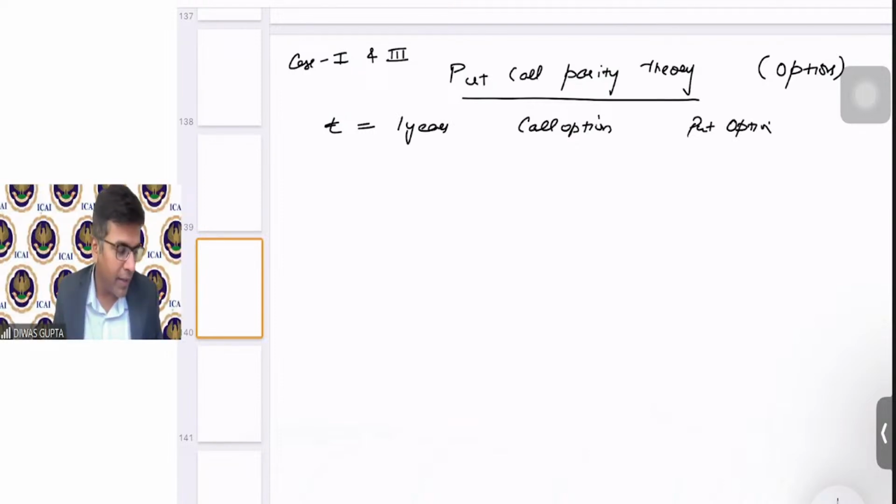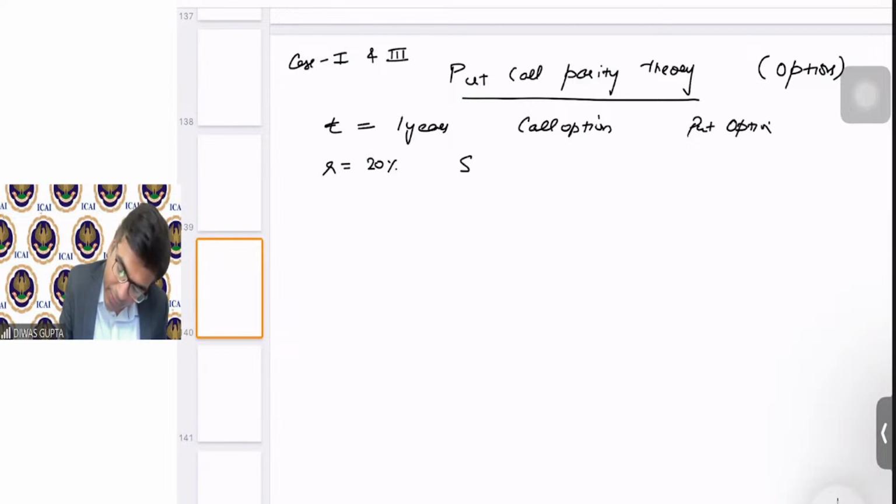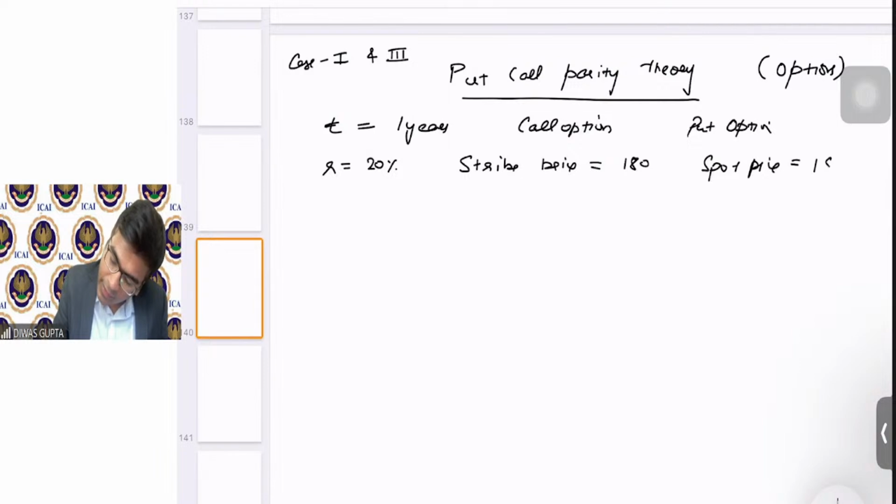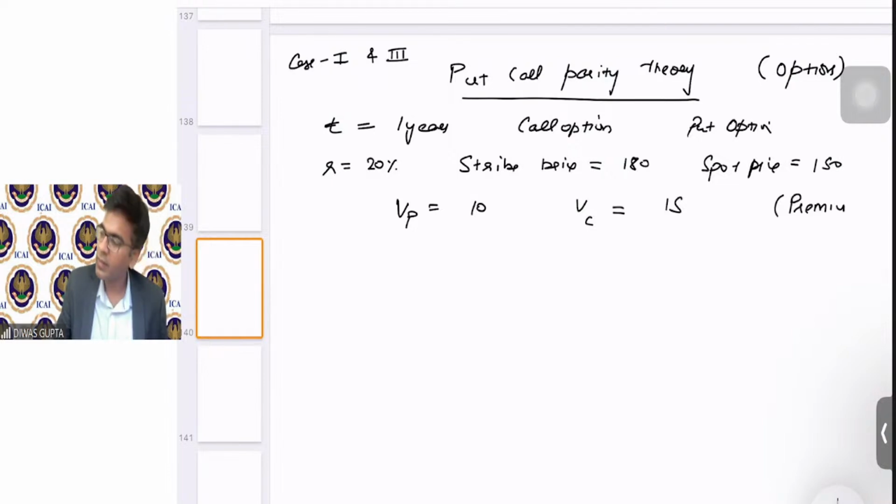Yes, students. So put call parity theory. I said let's take an example of a call option and a put option where I'm making use of case 1 and 3. And here R is, let's say, 20% per annum. Time is 1 year. Strike price, let's assume to be 180. Spot price, let's take it as 150. The value of put option is, let's say, 10 rupees. The value of call option is, let's say, 15 rupees. This is the premium I'm talking about. These facts are clear.